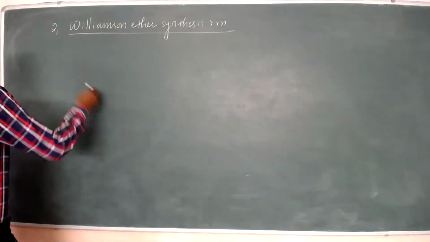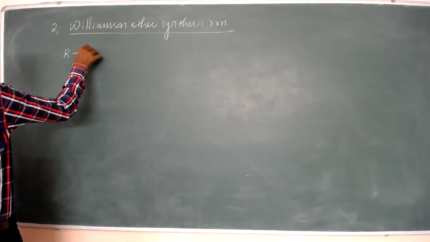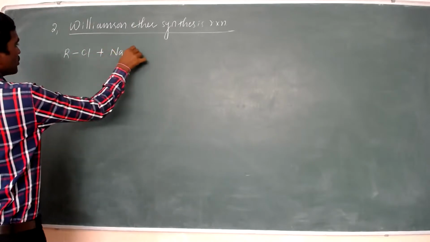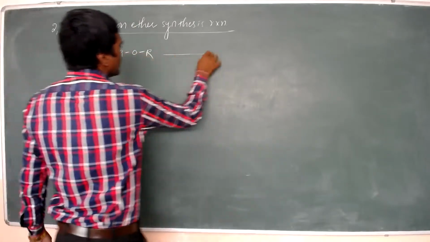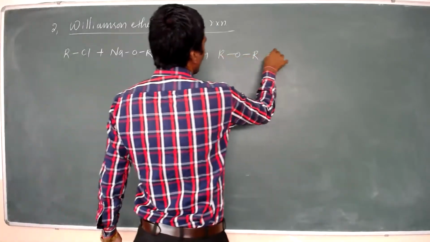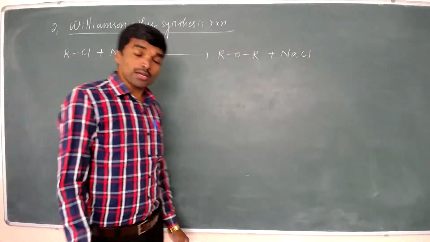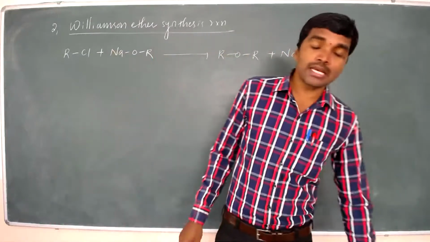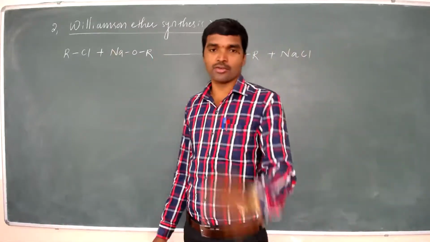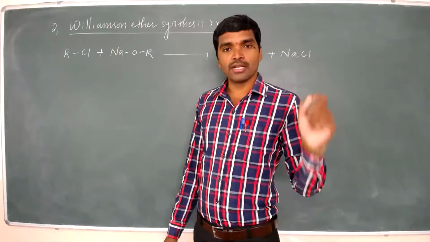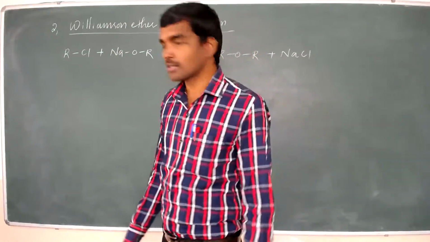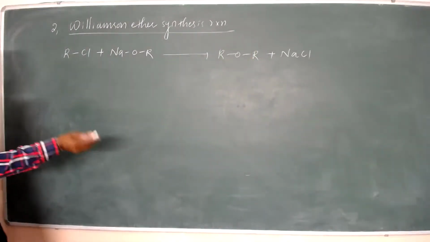So now see here, RCl reacts with sodium OR, forming R-O-R plus NaCl. For theory, they will ask compulsorily: what is Williamson ether synthesis reaction? Remember this. They will ask. Now see what you write.